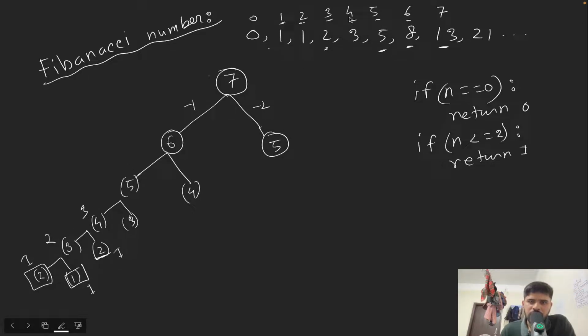In order to find out the value at this position, we have to find out the value at 2 and 1. We already found the values 2 and 1, so we just add them and we get 3. Similarly, we will find out the value here, 1 and 1, so we'll get 2. So at the third position we'll have the value 2. Just add these two values, 3 and 2, and we'll get 5.